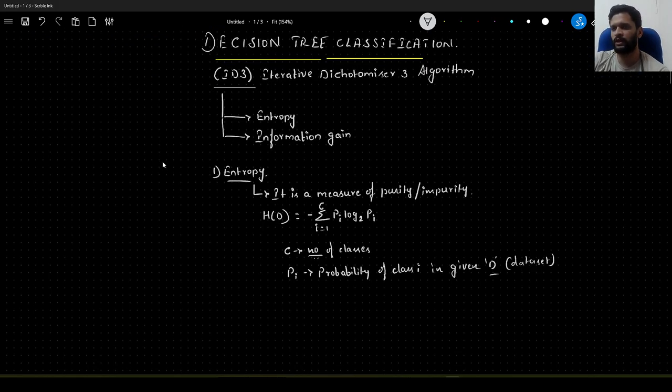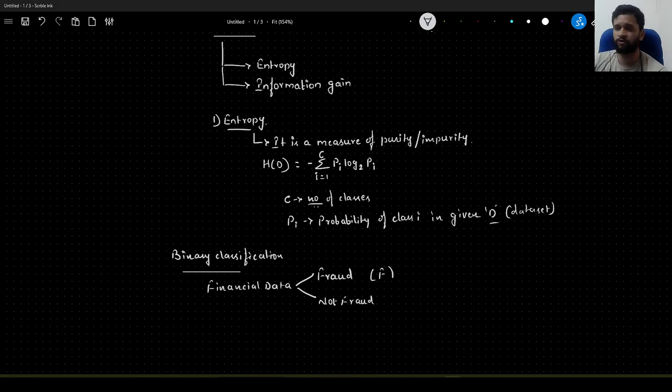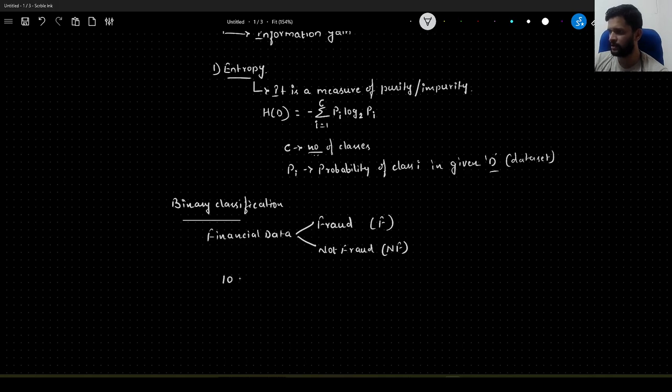In order to understand this formula in a better way, let's say we are dealing with a binary classification problem where we will have two classes. Let us take an example of classifying finance data into fraudulent and non-fraudulent. We have our financial data and we have to classify each transaction as fraudulent or non-fraudulent. In short, let us denote fraudulent as F and non-fraudulent as NF. Let's say we have 10 records in our data set, and out of 10 records, 7 are non-fraudulent and 3 are fraudulent.